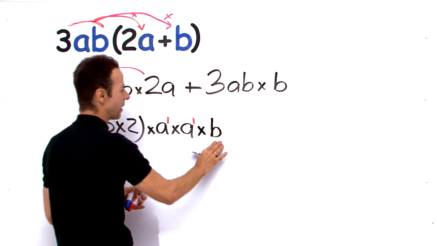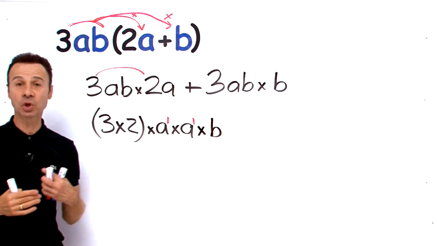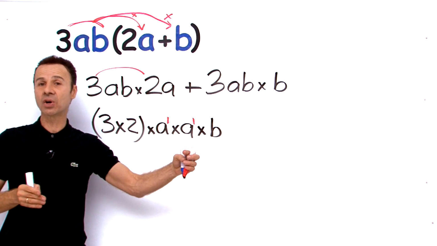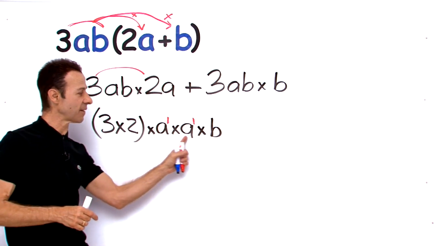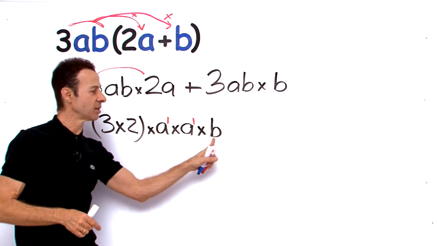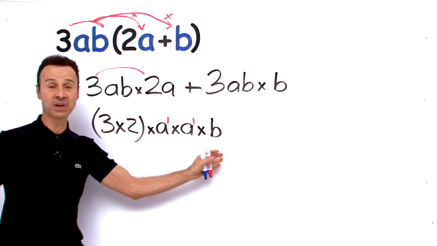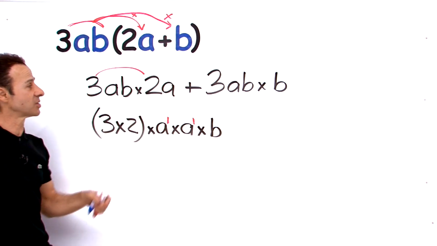Notice I put the b after the a's. Why is that? Because it looks nicer. A's come before b's in the alphabet. So we tend to have the a's on the left-hand side and the b's on the right-hand side. It's still correct if you do it the other way, but this is the proper convention. Okay, let's go over to the other side.